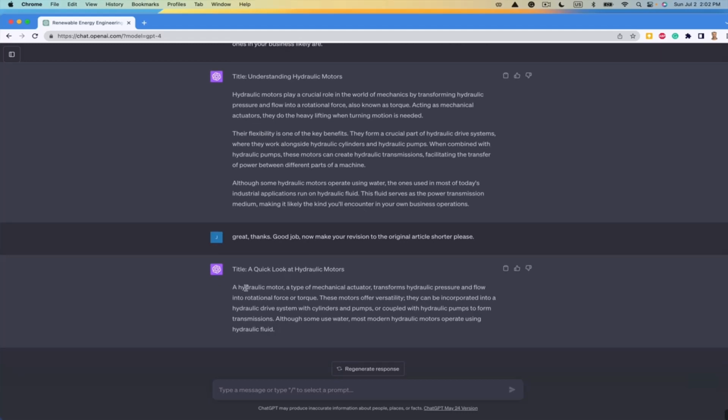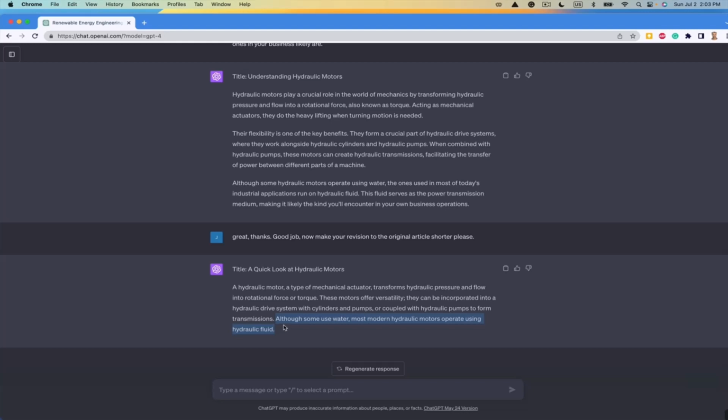A hydraulic motor, a type of mechanical actuator, transforms hydraulic pressure and flow into rotational force or torque. These motors offer versatility. They can be incorporated into a hydraulic drive system with cylinders or pumps, or coupled with hydraulic pumps to form transmissions. Although some use water, most modern hydraulic motors operate using hydraulic fluid. Okay, to me, that's excellent.